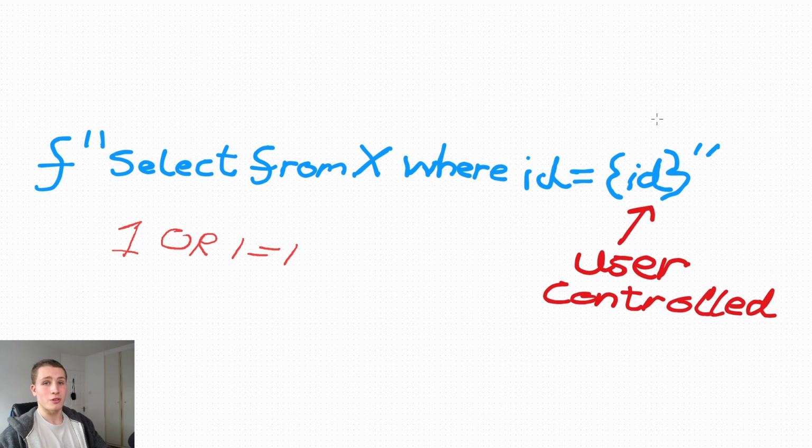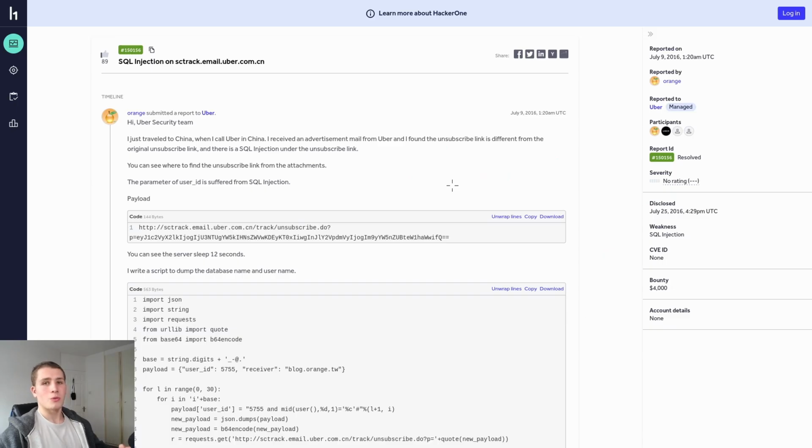So now that you understand that, let's look at the two reports of bug bounty hunters who actually found this vulnerability in public programs. So we'll start with the first report, which was found on Uber. And this was actually found on the Chinese version of Uber, because the hunter was just traveling there and he started using Uber in China.